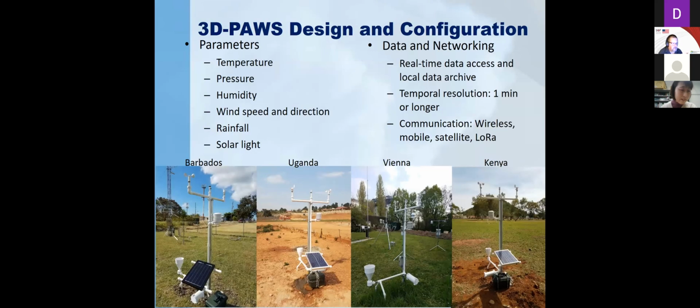So here's just to summarize, I mentioned all the different parameters that we measure. Here's just some examples of some of the designs and deployments that we've done around the world, shown in the images at the bottom. And just to highlight, as I mentioned, the systems provide real-time access, but all the data is also archived on the system itself. It can archive up to about 3 or 4 years of 1-minute observations that can be stored on the system itself if there is no communications for backup.